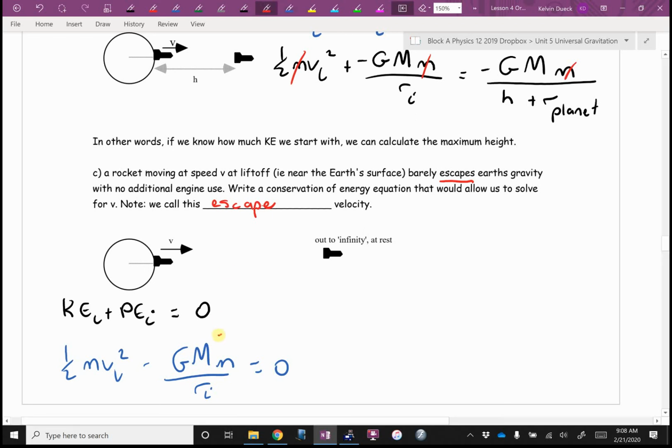Yeah, I would now move this to that side, and that would give me a half m v escape squared equals positive big G, big M, little m over R initial. The m would cancel. Final step, Julianne? Times by 2 and then square root.